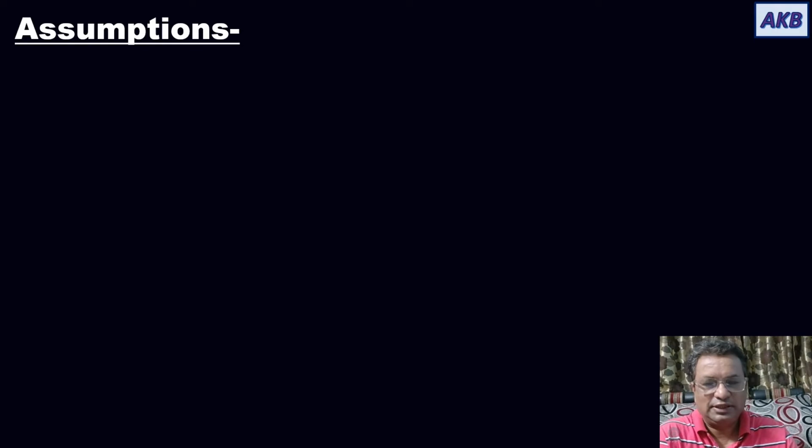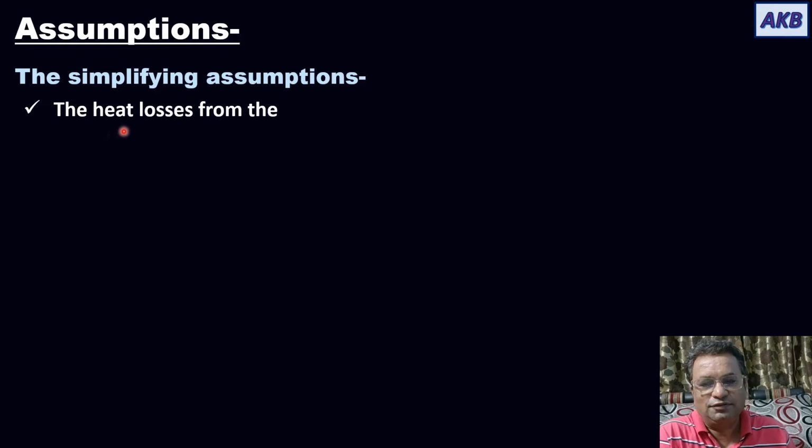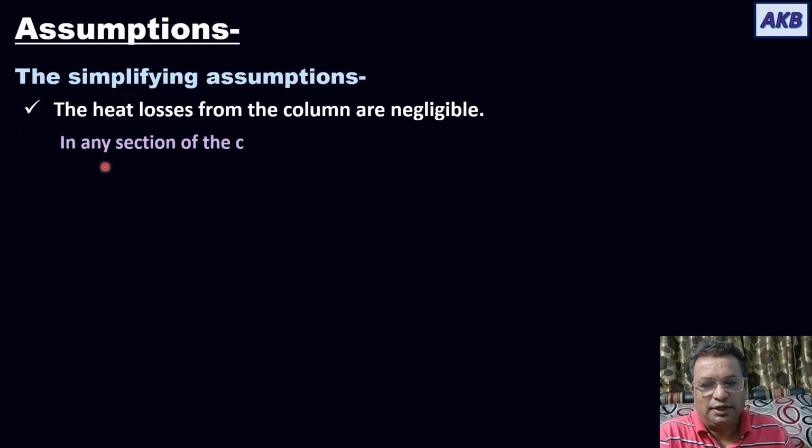So again, let us revisit the assumptions. The assumptions made in McCabe-Thiele method are called simplifying assumptions. What are the simplifying assumptions? Let us understand. The first assumption is the heat losses from the column are negligible. Heat losses to the atmosphere are considered to be negligible. And due to this simplifying assumption, in any section of the column, this is true: the ratio of liquid molar flow rate to vapor molar flow rate remains constant.